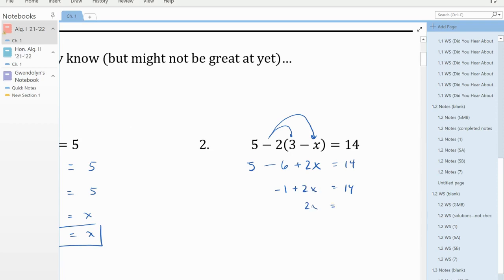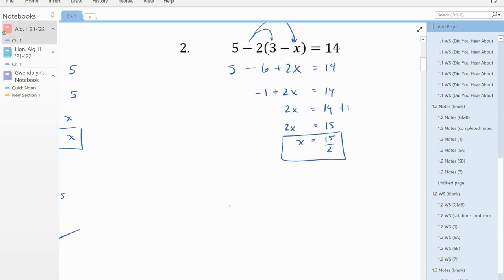I'm going to isolate the term that has the x in it, which is 2x. It's positive 2x. I like it over here. I'm going to add that 1 to both sides. And I'm going to end up with a fraction, which is fine. There's nothing wrong with that. Again, when we have quizzes and tests, you want to check that.